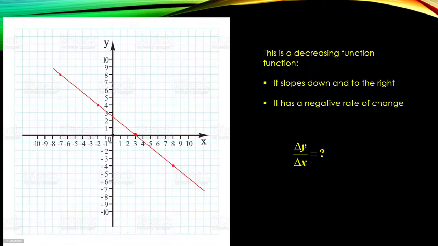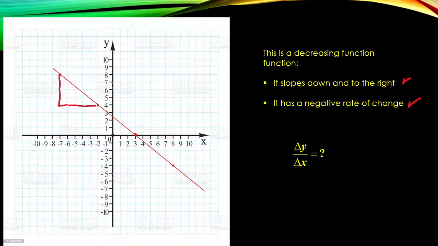This is a decreasing function. Notice that it slopes down and to the right, and that whenever we draw our slope triangles and determine the rate of change, it will be negative. You go ahead and do that. Pause the video. I'll do the solution now. I'll draw a slope triangle between these 2 points.